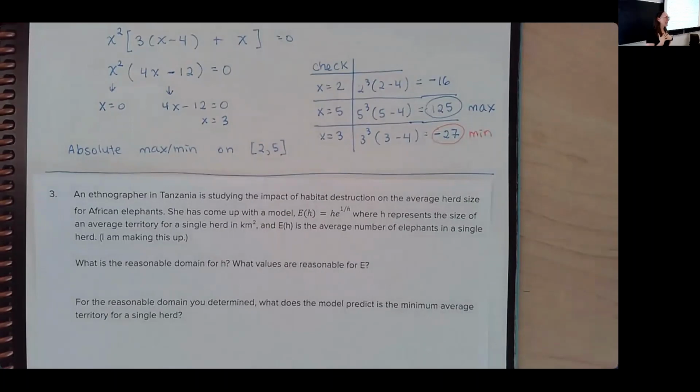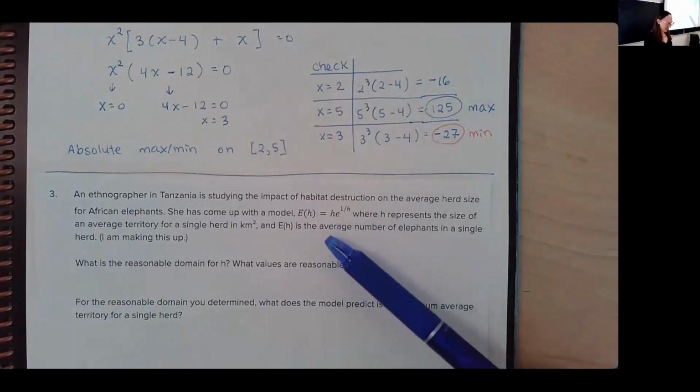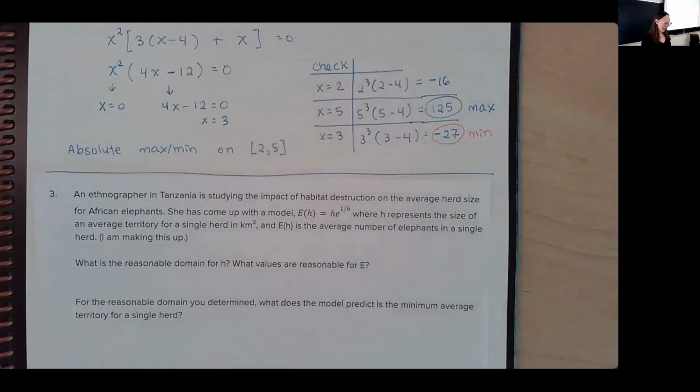This class, I am making this up. I don't want anyone to think that this is a real model for elephant herd size in Tanzania. I'm making stuff up. So an ethnographer in Tanzania is studying the impact of habitat destruction on the average herd size for African elephants. She's come up with a model where E of H is equal to H times e to the 1 over H, where H represents the size of an average territory for a single herd in square kilometers, and E of H is the average number of elephants in a single herd. What's the reasonable domain for H, and what are reasonable values for E?